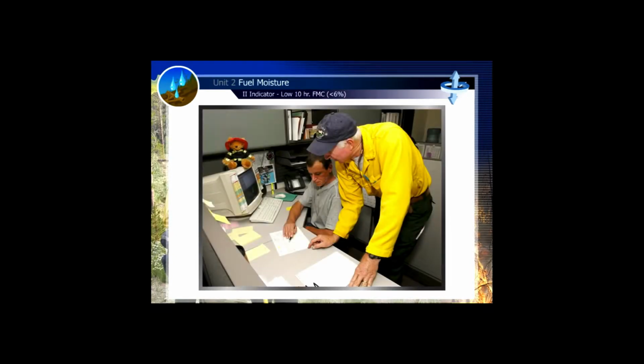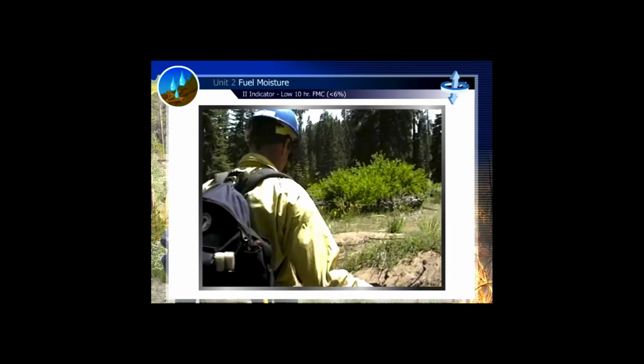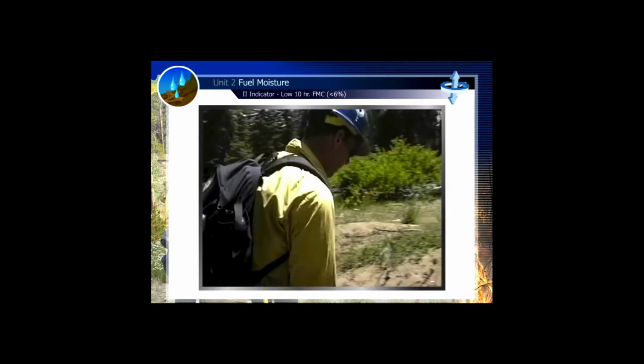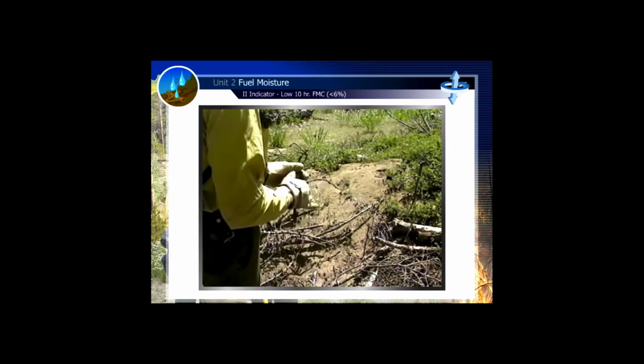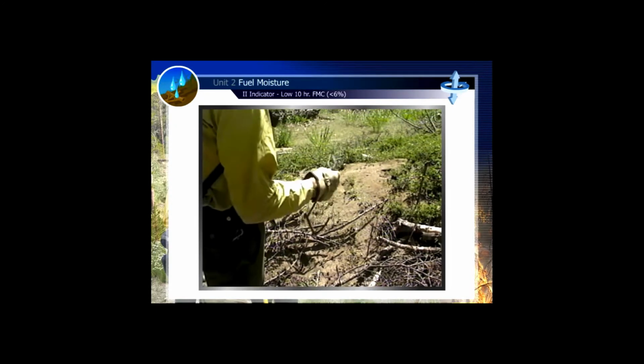Before going to the fire, find out what the fuel moisture levels are by talking to local dispatch or visiting websites such as the National Interagency Coordination Center website. When on the fire line, estimate 10-hour fuel moisture levels by grabbing small twigs and branches and see if they are easy to break or if they just bend.